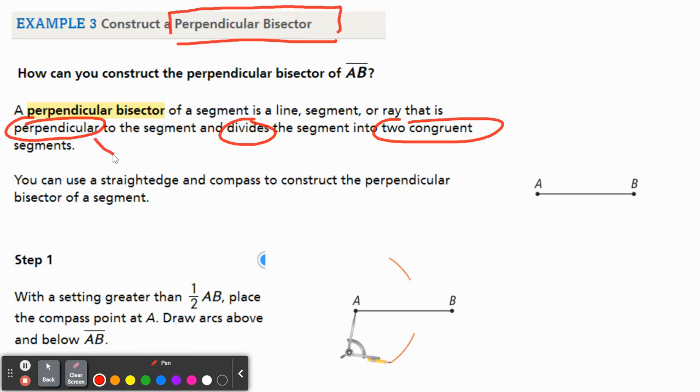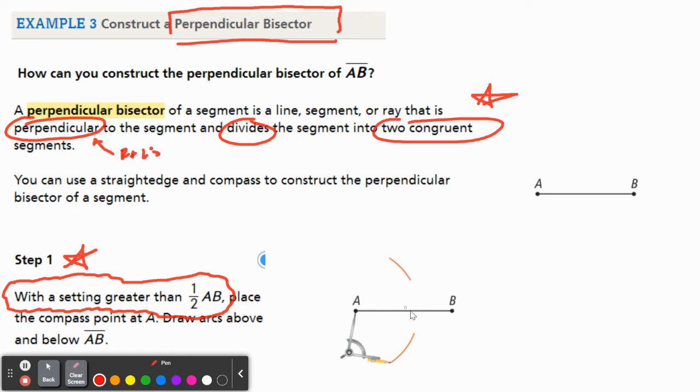Now again, when you are perpendicular, that means you form right angles at the intersection. Again, this is a huge idea, so make sure you understand. And again, we can use a compass and straight edge to do that. Here's our original segment AB. Notice this is a ginormous, important step, and it's all in the first phrase: with a setting greater than 1/2 the length of AB.